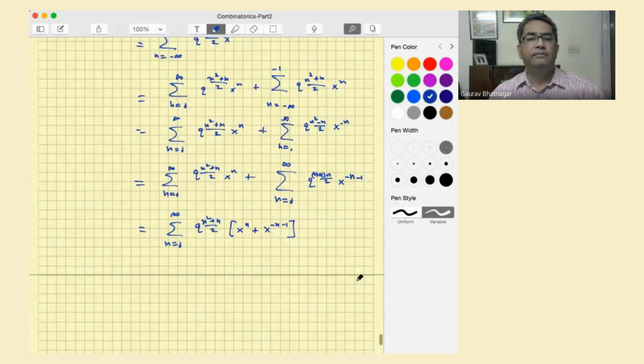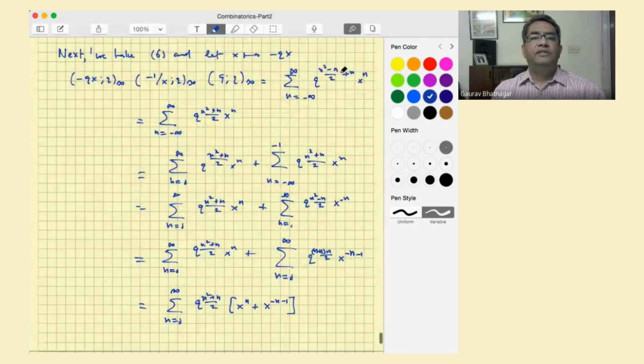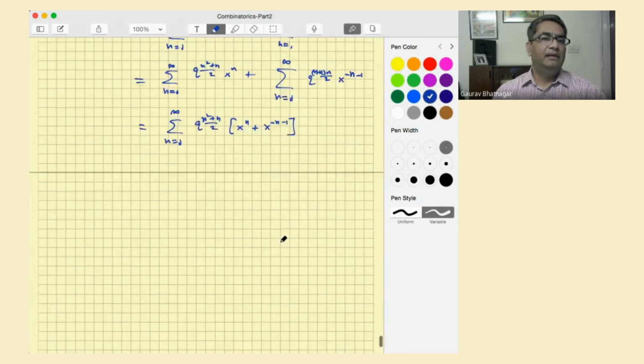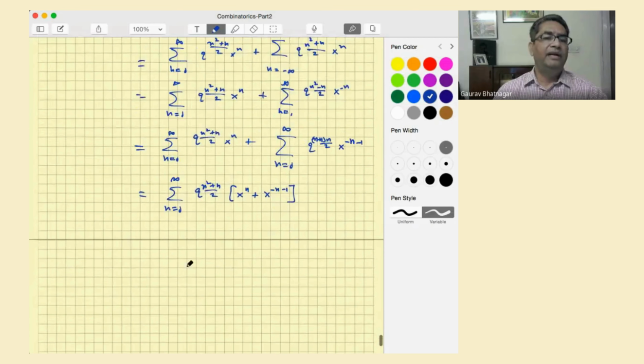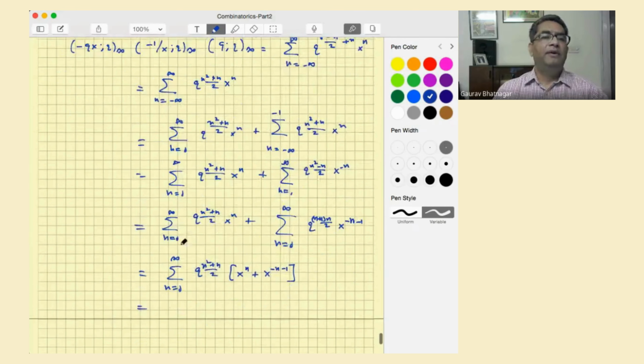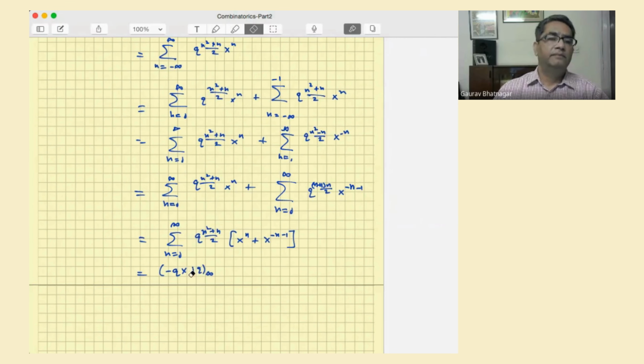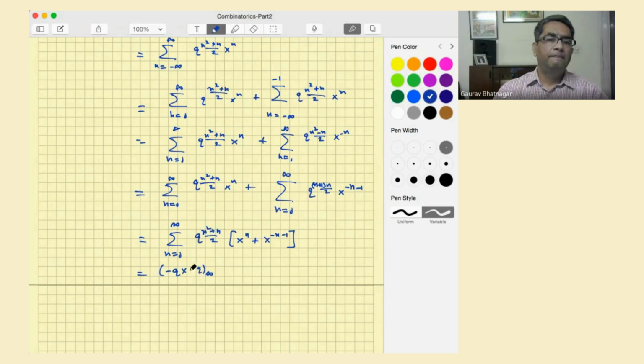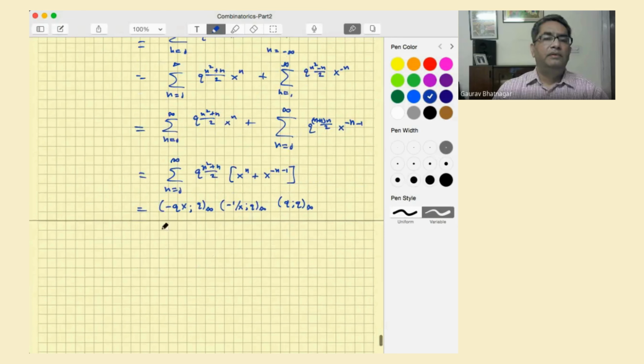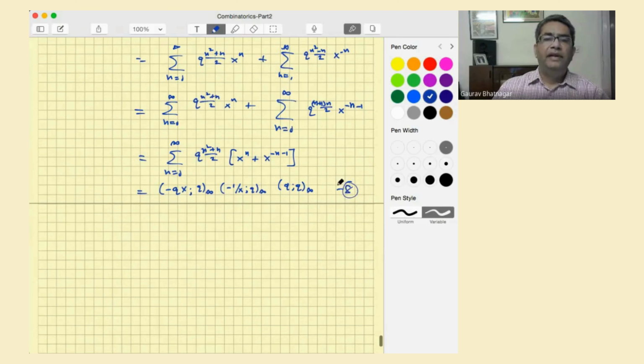Is that okay? So I'm just messing with the sum and I'm doing this, and then what I want to do, so I get whatever I get, this is equal to this chap right here. I'll just rewrite it. Minus qx q infinity minus 1 over x q infinity and q infinity. So this chap, let me call it number 8.